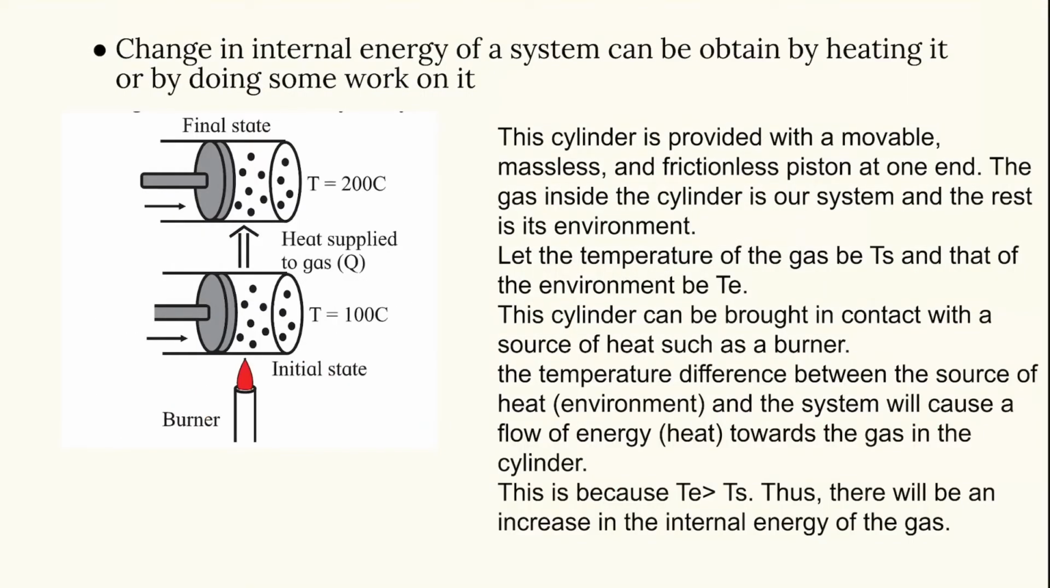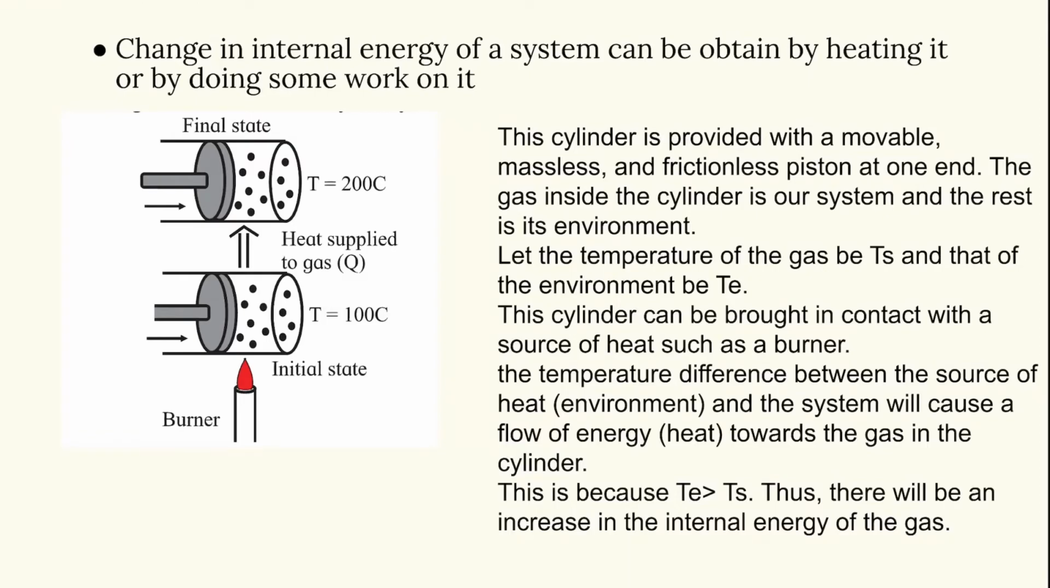Next is how you can change the internal energy of a system. There are two ways, one by heating it or one by doing some work on it. As you can see in the diagram, students, there is a cylinder provided with a movable, massless and frictionless piston at one end. The gas inside the cylinder is our system and the rest is its environment. Let the temperature of the gas be Ts and that of the environment be Te.